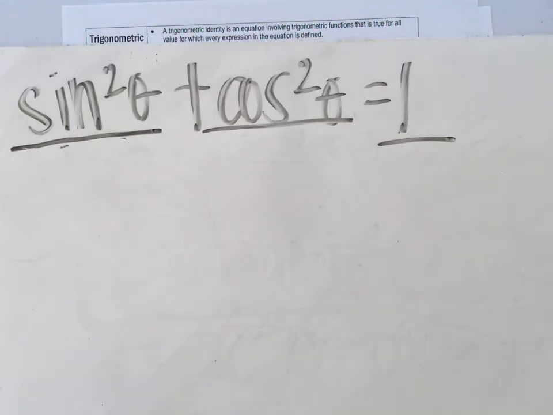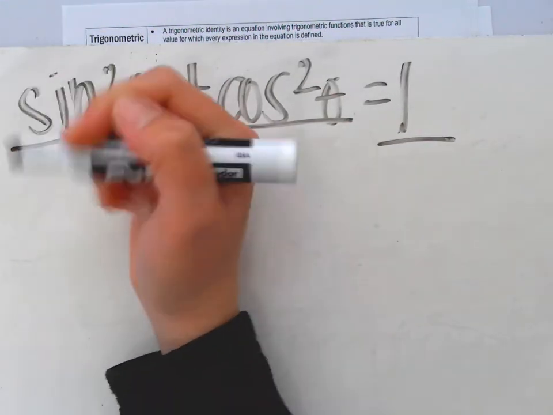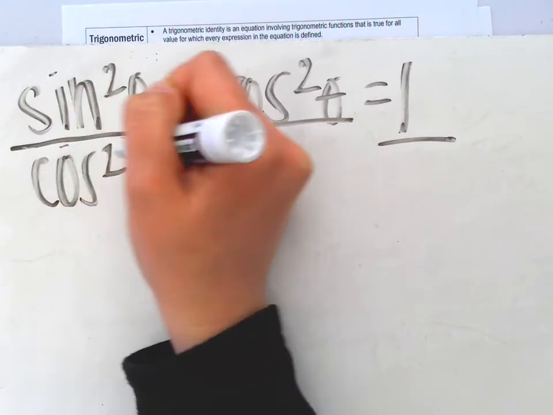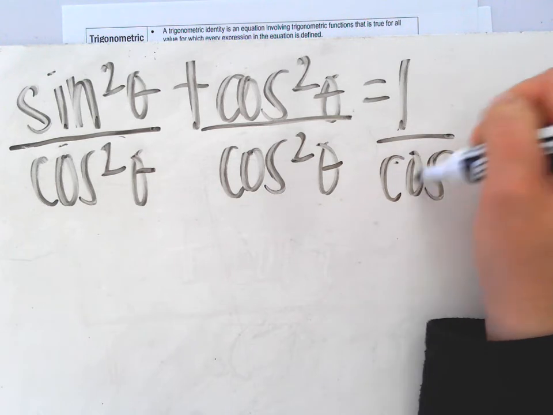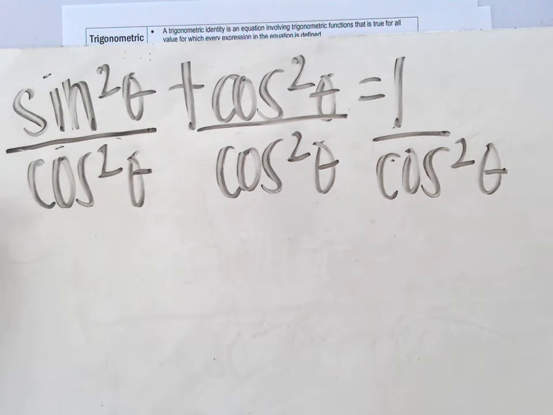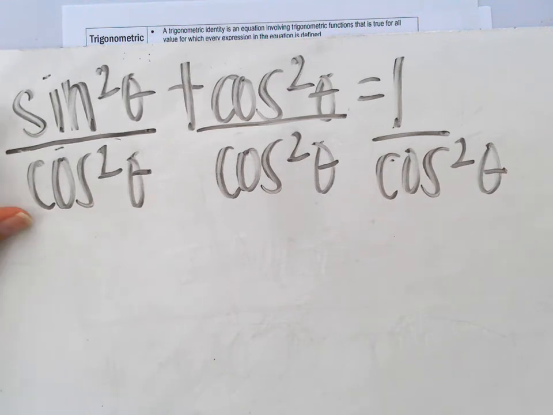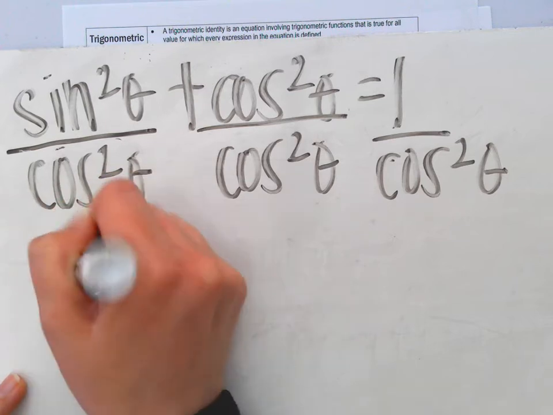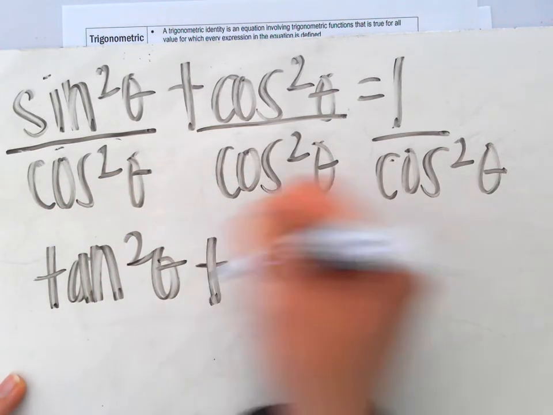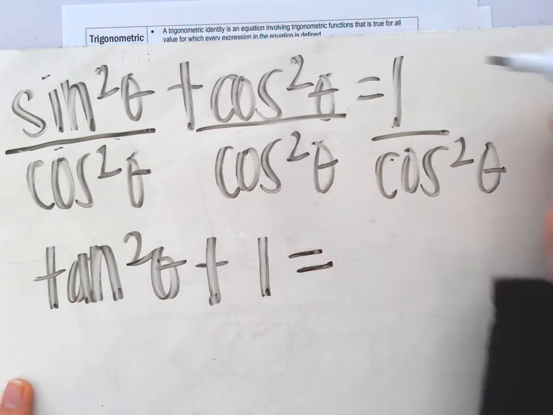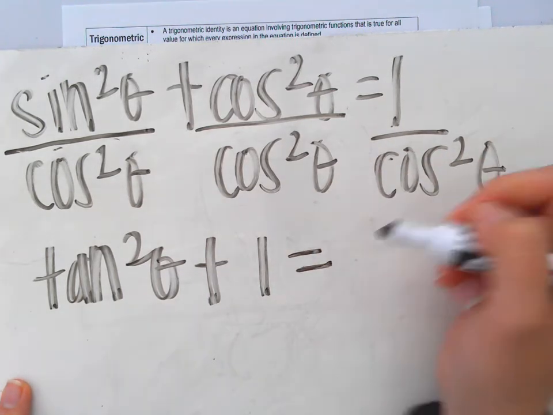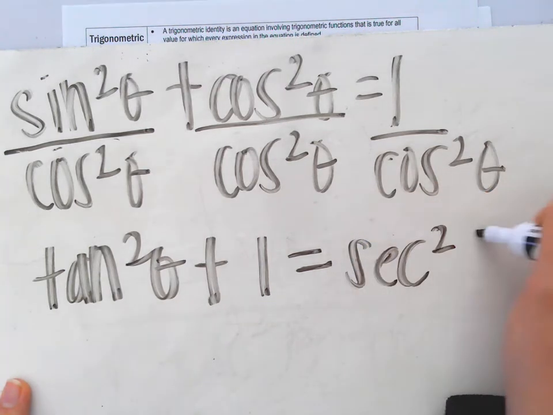Okay, so we divide everything through by cosine squared theta. Cosine squared theta and cosine squared theta. Well, sine over cosine, what do we know that sine over cosine is the same as? We just talked about it. Sine squared over cosine squared would get me tangent squared theta. And then cosine squared over cosine squared, anything over itself is 1. And then 1 over cosine squared is secant squared theta.